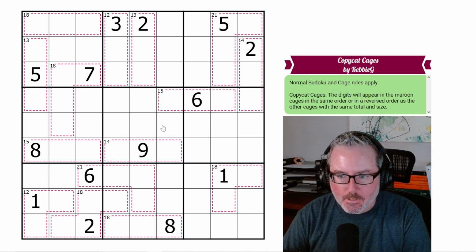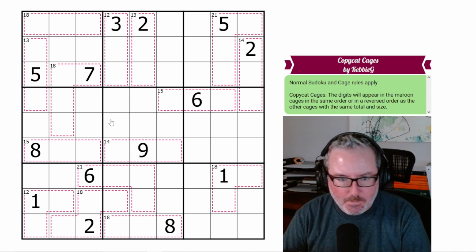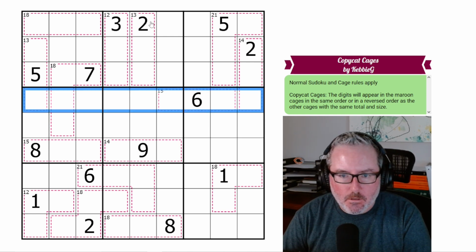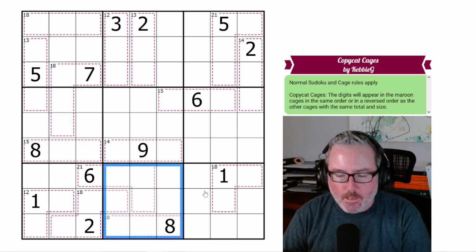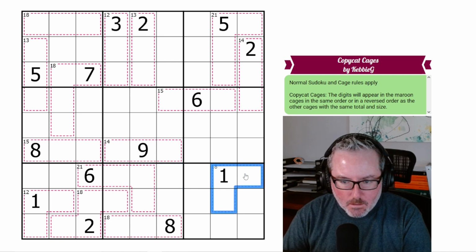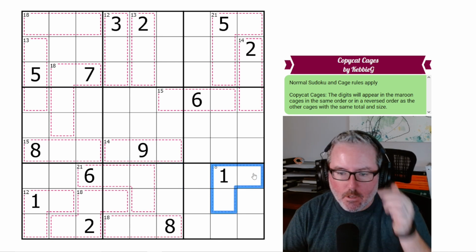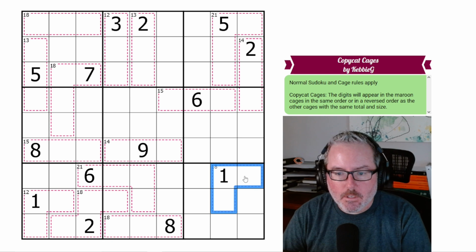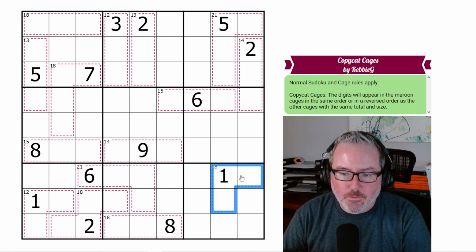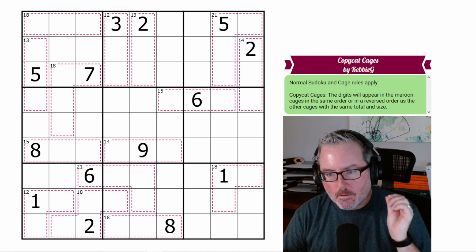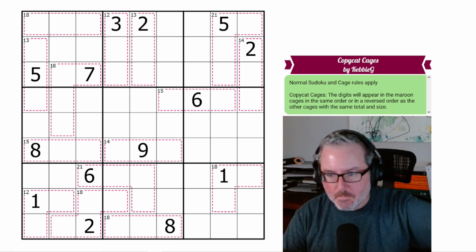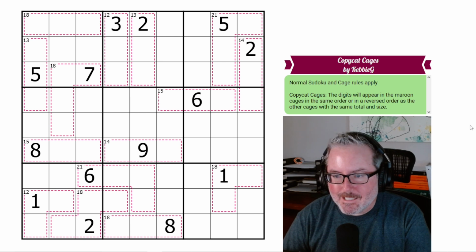Normal Sudoku and cage rules apply. So essentially every row, every column, and every 3x3 box contains digits 1 through 9. And for killer cages, every cage must sum to the value in the top left corner, and you cannot repeat digits within those cages. Now, on top of all this we have copycat cages.